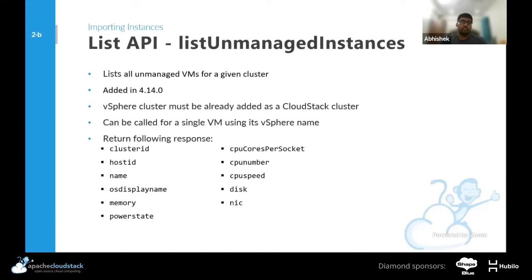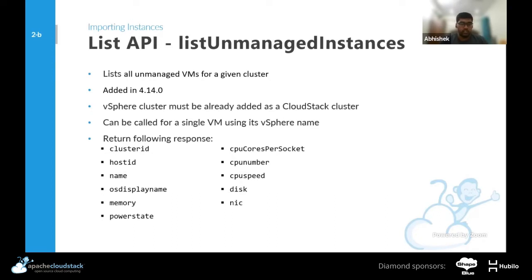Moving ahead, this feature added, as I already mentioned, a list API for listing all the unmanaged instances. For a given cluster, that is a vSphere cluster that is already added into CloudStack, we can list all the virtual machines that are already running or present on that particular cluster. This API gives all sorts of details of that virtual machine, like mapping them to CloudStack resources such as cluster, host, etc.